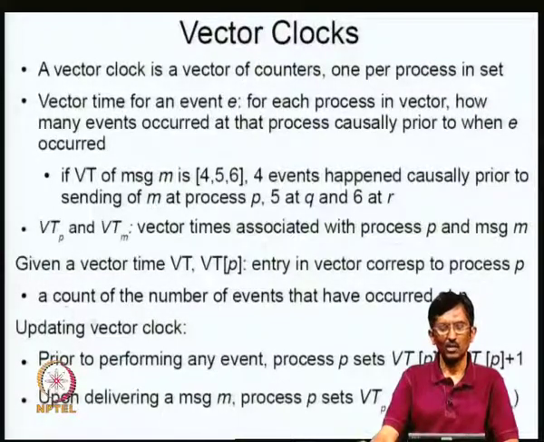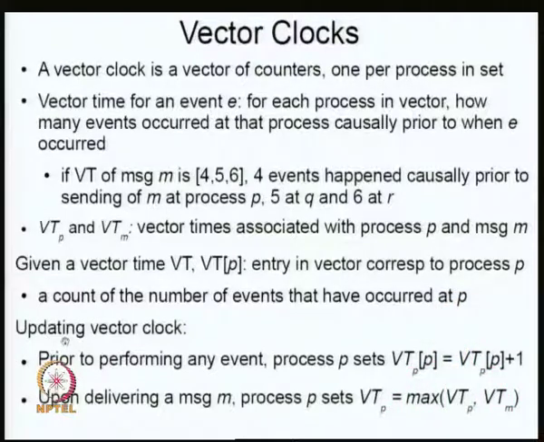Now, how do I update a vector clock? Suppose I am at process P and my vector time is VT(P). I am going to do some event right now, and I want to label that event with some vector time. What do I do? Because I am at process P, I just increment the corresponding entry for process P. I say VT[P] equals VT[P] plus 1.